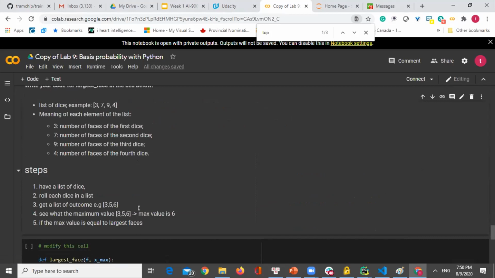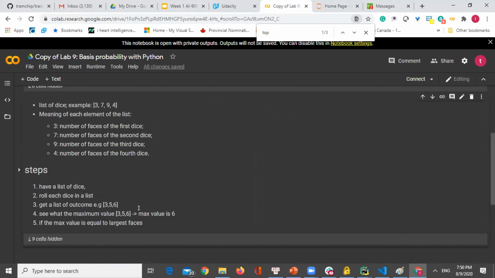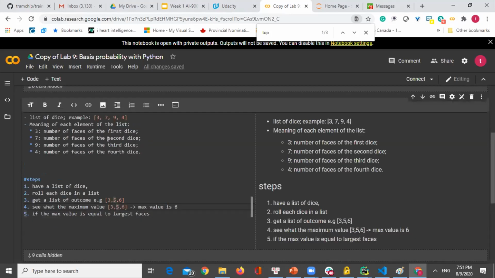Hang on, I don't understand that part. What do you mean, 1, 2, 3, 4, 5, 6, 7, and I got 6? For example, if the list of dice has 4 dice, and the first time I roll, I get a face of 3, then I record it to be 3, right? So basically, this list and this list should be the same, right? No. Can you tell me more?